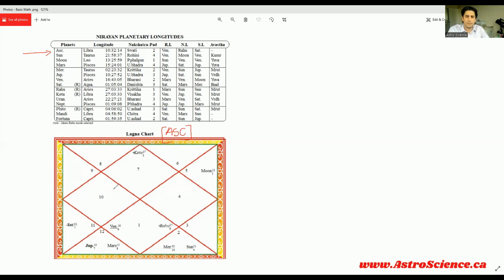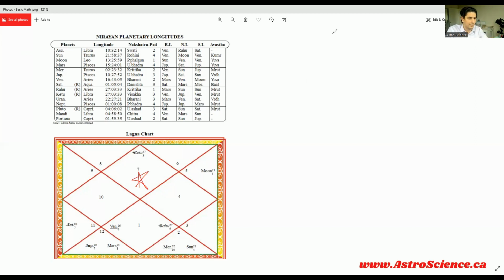I have taken this random birth chart as of now, today. As you can see, at this time it's the Libra ascendant which is rising in my city, very near to Toronto, Canada. So Libra is the rising sign, or the sign in the very first house. In your birth chart, whichever zodiac sign you see in your first house, that is your rising sign. That is your ascendant sign.